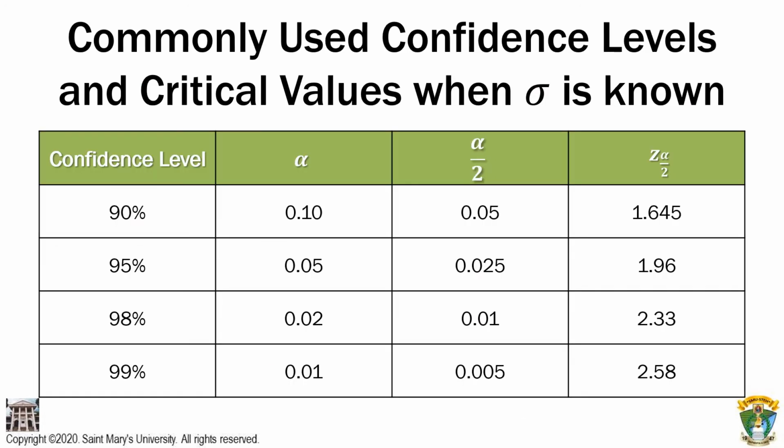Now, what are the critical values that we commonly use when the population standard deviation is known? This will be based on the Z table or the normal distribution. The common confidence levels that we use in constructing confidence intervals are 90%, 95%, 98%, and 99%. The confidence level says how confident we are that the population parameter will be within the interval that we construct.